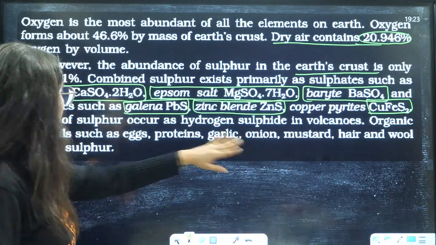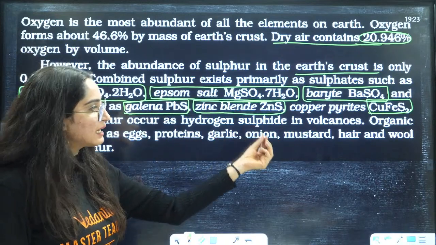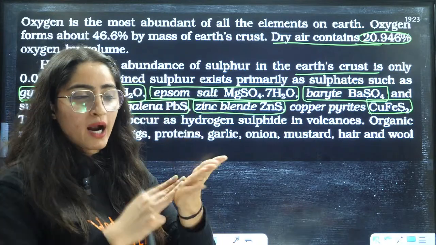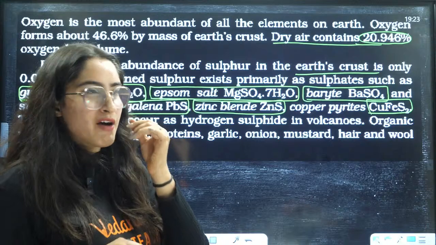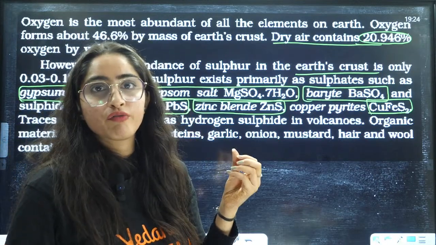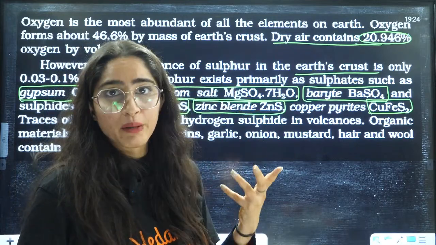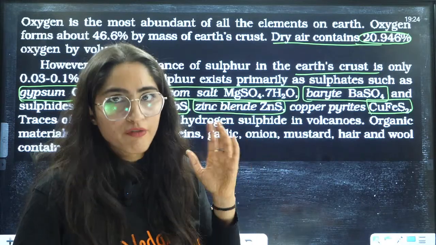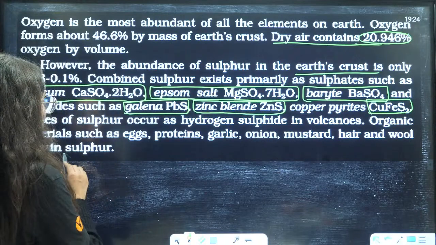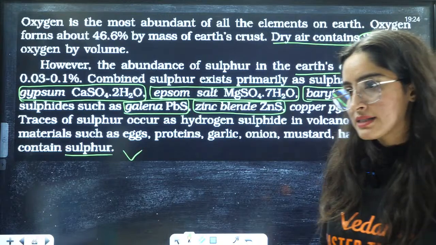Sulfur is also found in organic materials such as eggs, proteins, garlic, onion. Why do you cry when you cut an onion? Some people find the smell of onion and garlic very irritating. Why? Because of the sulfur that is present in it. Mustard, hair and wool contain sulfur. In all of this, you have the presence of sulfur.